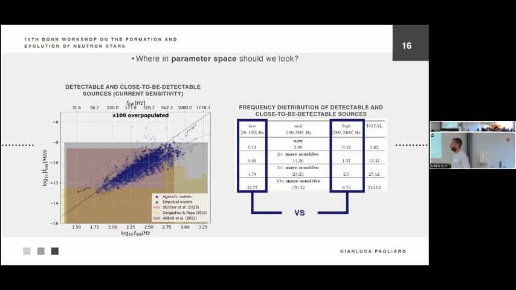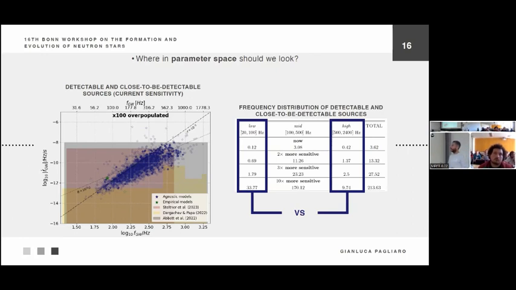Another interesting thing that I can show you in this table is that as we move from current sensitivity to more sensitive detectors, what you see is that currently, I've just divided the entire band into low, mid, and high band.